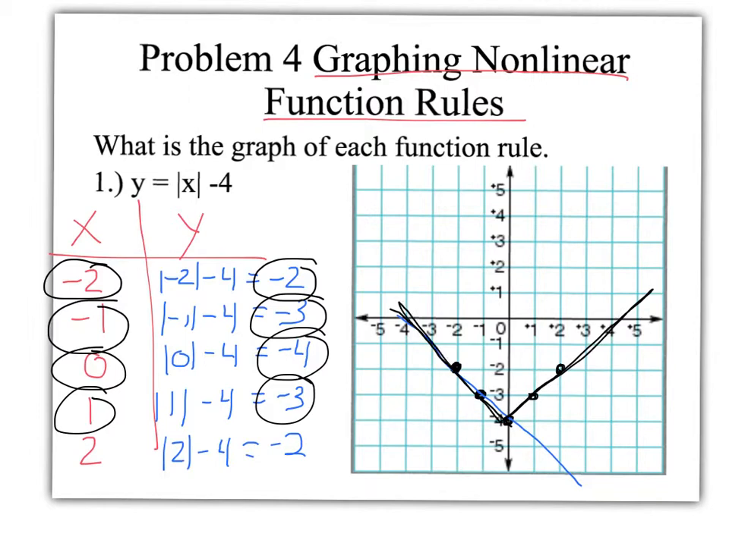So forget about this little blue piece down here. Okay, that's not actually part of the graph. Absolute values, they make a V. And you're going to learn more about how you graph these without making a table. But you can see why it's important to check positives and negatives. And again, even though it makes two straight lines, it's non-linear because the whole thing doesn't make a straight line.